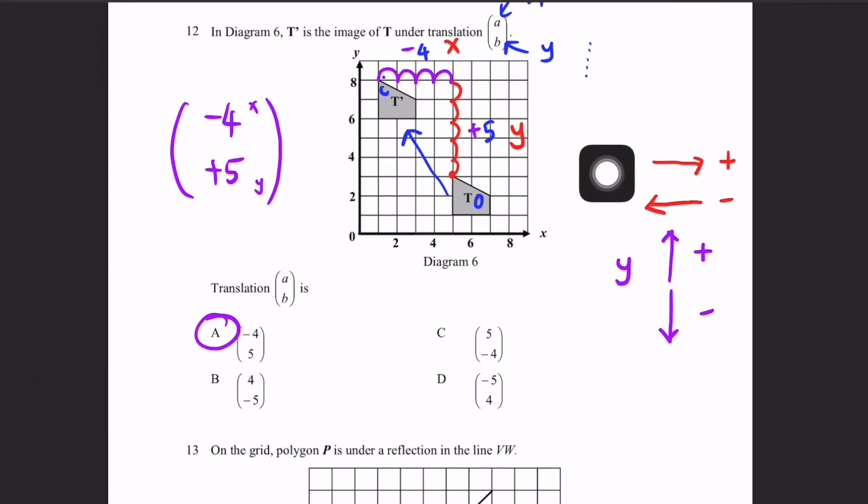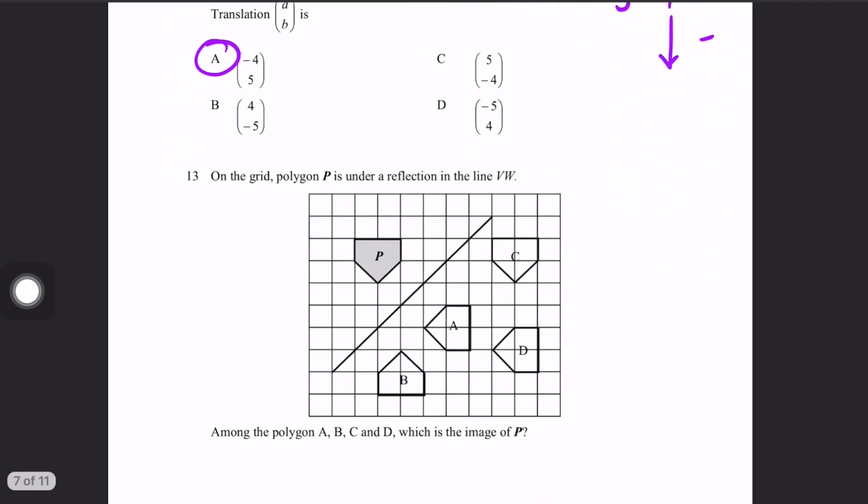Boleh ingat, ini trick dia. Okay. X kalau dia ke depan, dia bergerak macam ni kan. Dari sini kalau dia ke depan ni, dia positif lah. Tapi dia gerak ke belakang. Okay, so kalau ke belakang, negatif. Kalau Y pula ni, ke atas, positif. Kalau dia gerak ke bawah, negatif. Okay.